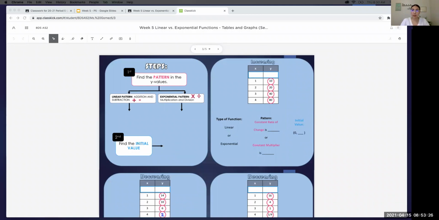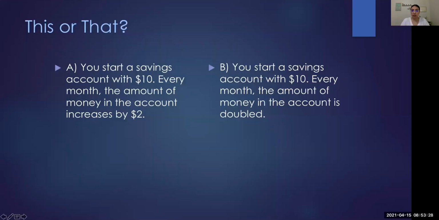And to get you thinking about these different types of functions we're working with. So this is your this or that question for today. You have two options for a savings account. Remember, a savings account is just where you put in money and you watch it grow in a bank account.